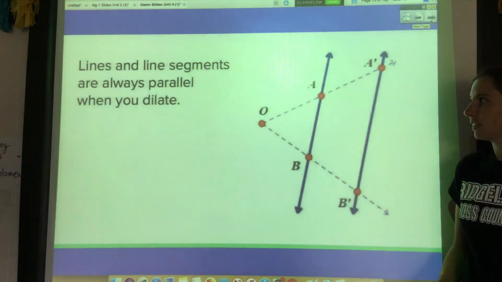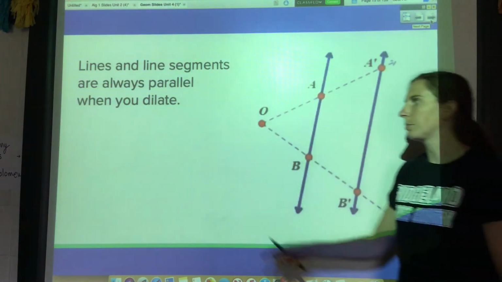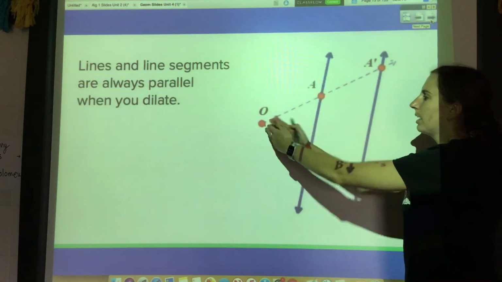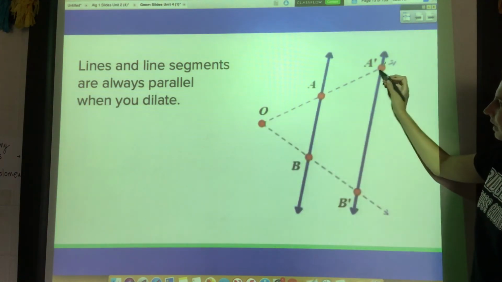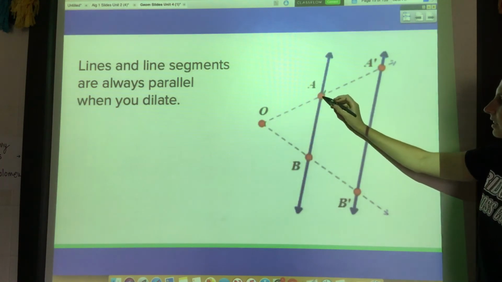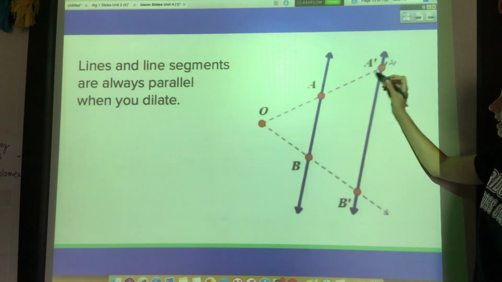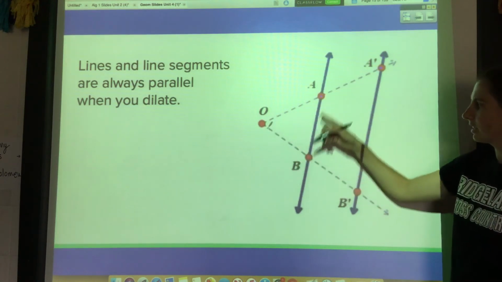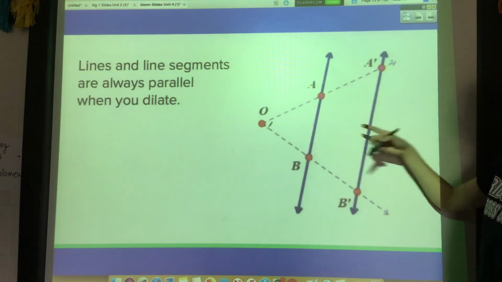So basically, lines and line segments are always parallel when you dilate them. They either go out or come in, and remember, you can connect a point, the image and the pre-image, and it should lead you to the center of dilation, which makes kind of this cool triangle looking thing that we'll talk more about later.